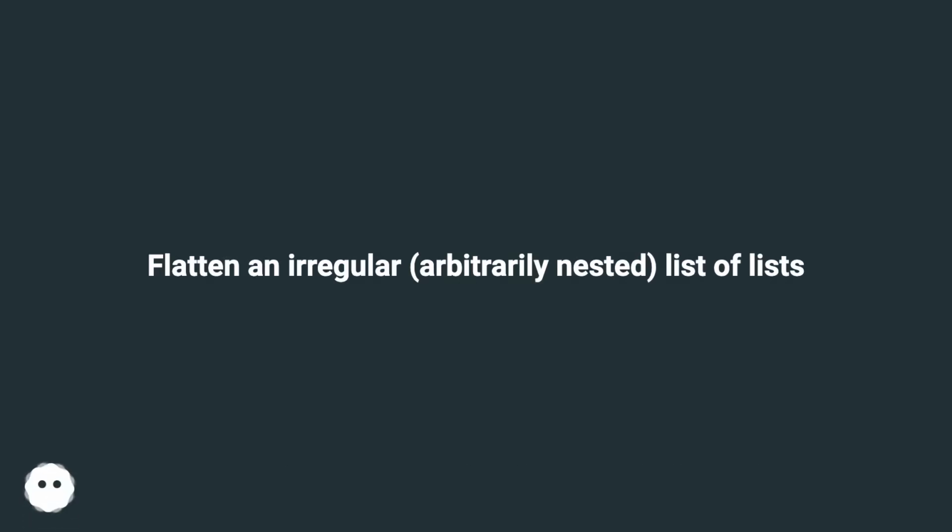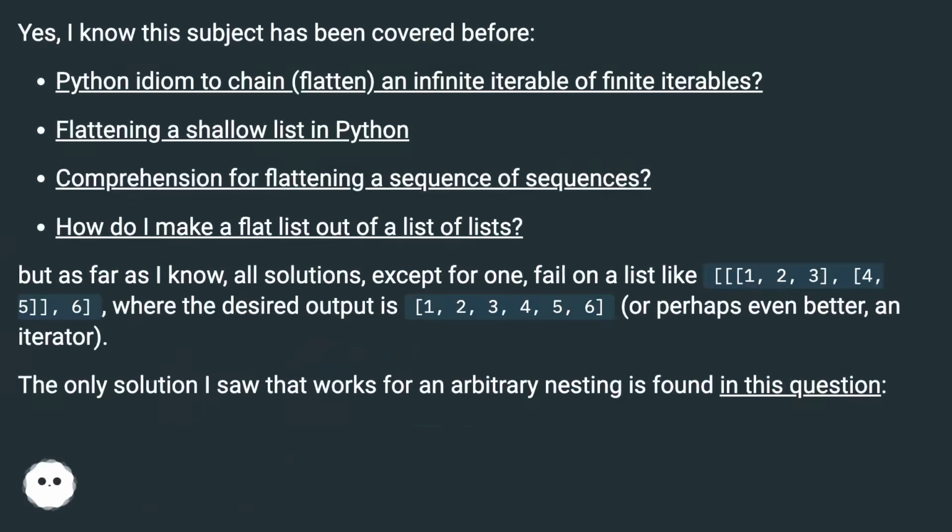Flatten an irregular, arbitrarily nested list of lists. Yes, I know this subject has been covered before. Python idiom to chain, flatten, an infinite iterable of finite iterables.